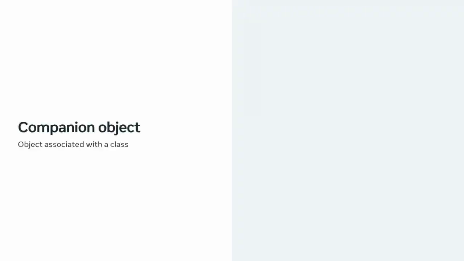These companion objects are initialized when the containing class is resolved. In Kotlin, a companion object is an object that is associated with a class. A class can only have one companion object. Companion objects can be used to store static members of a class or to provide factory methods for creating instances of the class. Let's take a look at this in practice.